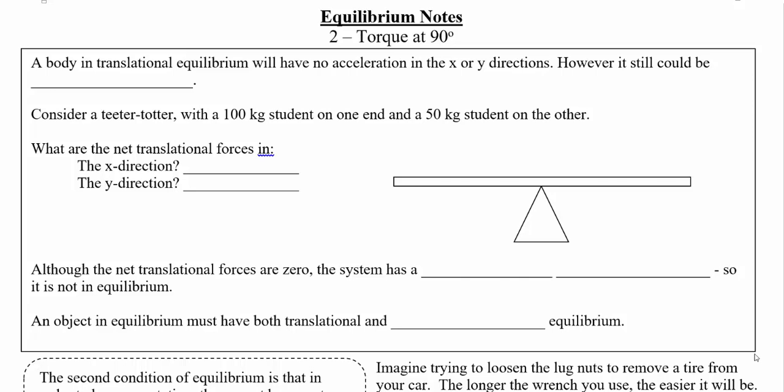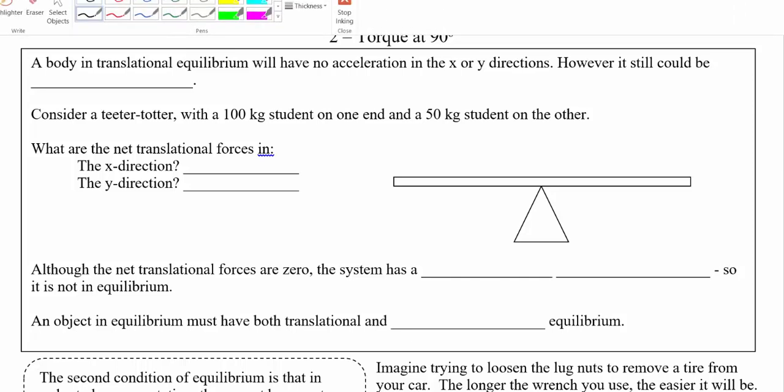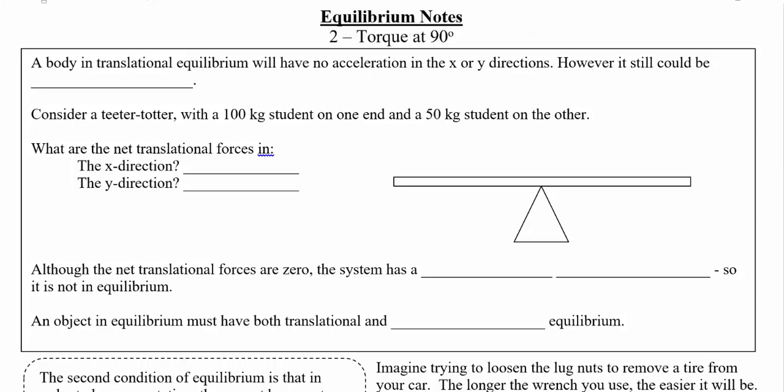All right, so welcome to the second lesson on equilibrium. Last day we took a look at translational equilibrium, which referred to objects that weren't accelerating in the x or y direction. And today we're going to add to that idea of equilibrium, except now we're going to look at something called torque. If a body is in translational equilibrium, that means it's not accelerating side to side and it's not accelerating up or down. However, it could still be rotating.